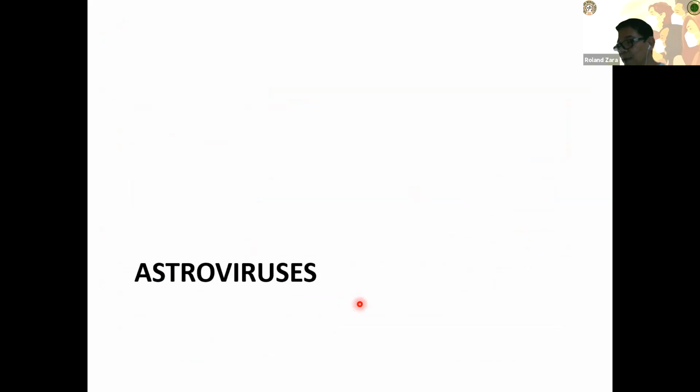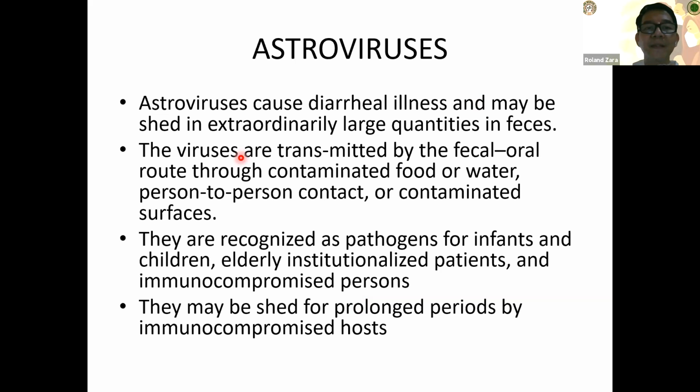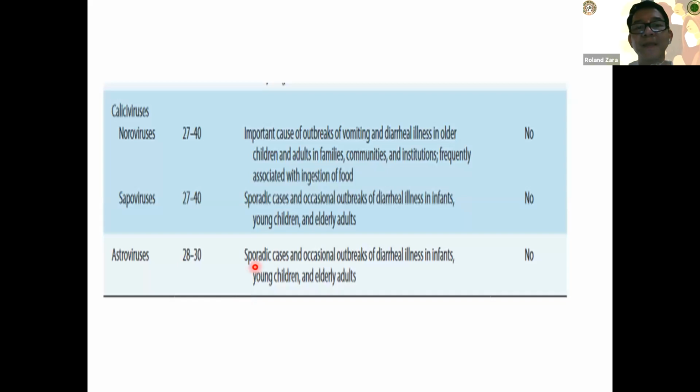Lastly, you have the astroviruses, which cause diarrheal illness and may be shed in extraordinarily large quantities in feces. They are transmitted by the fecal-oral route, contaminated food or water, person-to-person contact, or contaminated inanimate surfaces. They are common in elderly nursing home residents and also in immunocompromised persons. There are sporadic cases and occasional outbreaks of diarrhea in infants, and it does not need hospitalization, so it is still self-limiting.